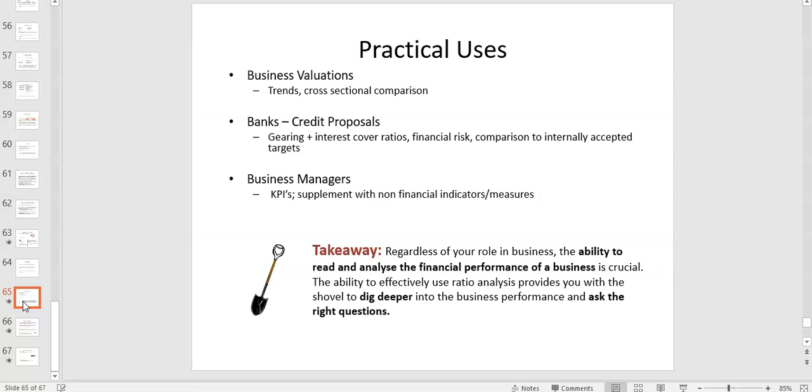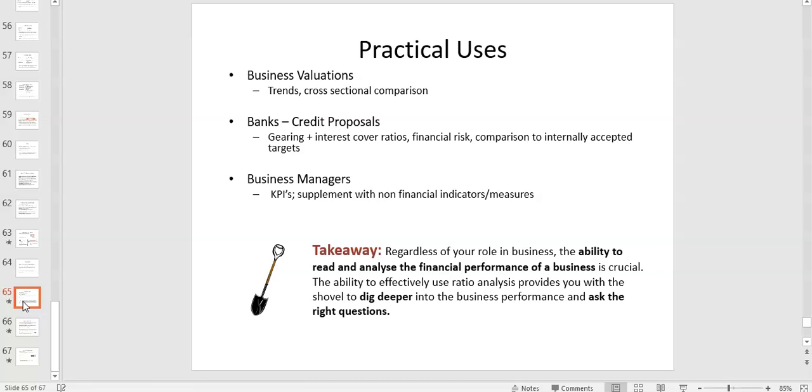You have to be able to read and analyze the financial performance of a business. What does a set of financial statements look like? What is it telling you? Now, we don't expect you to be able to prepare them. You're not going to be a qualified accountant after this course, but we want you to have the confidence to dig deeper and say, that margin looks off.